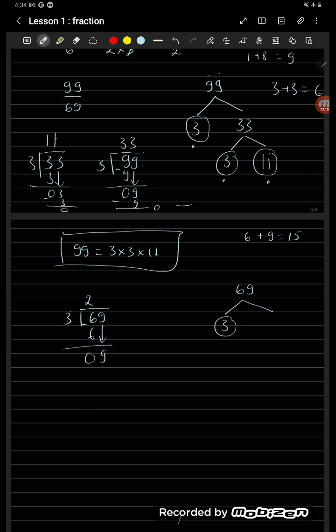Okay, now 9 divided by 3 is 3. 3 times 3 is 9. So subtract, so remainder is 0. Okay, so no more numbers to divide. Okay, so the answer is 23. Now you ask yourself, is 23 a prime number or not?